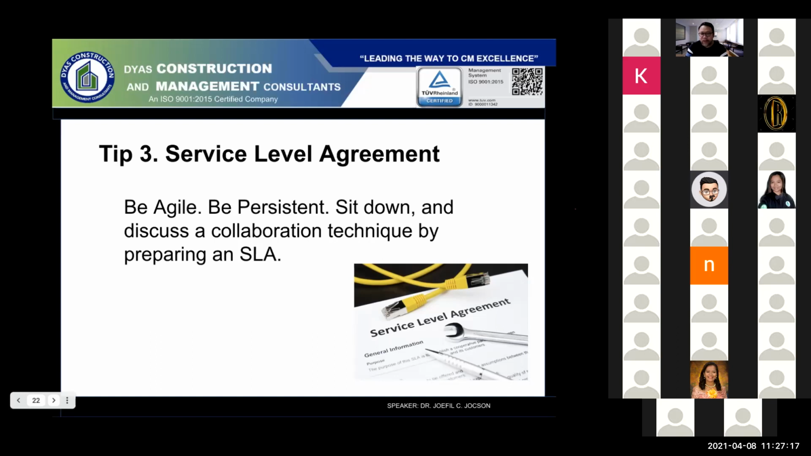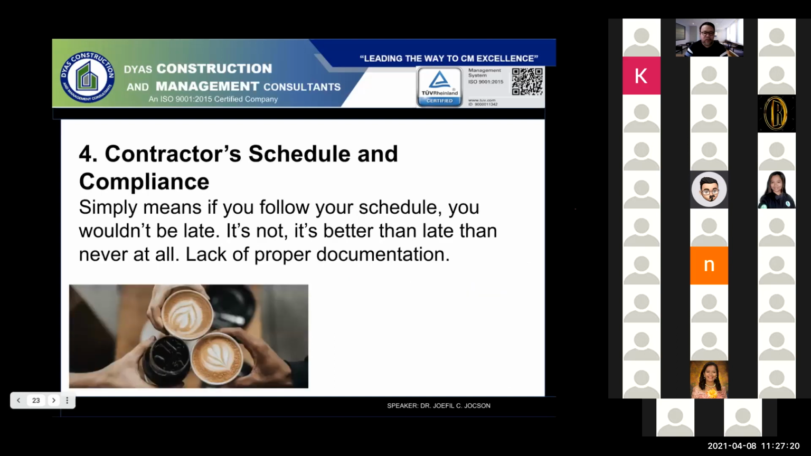Okay? Okay. Sige. Si contractor schedule and compliance. It is well said that construction schedule awareness is the best. No? Simply means if you follow your schedule, you wouldn't be late. It's better late than never at all. No? So lack of proper documentation. See? Yun na nga eh. Pag may schedule tayo, minsan yung sinasabi ng engineer natin, contractor, you need to submit construction schedule. Sir, construction schedule submitted. Then hindi na lang tinitingnan yung construction schedule. It is just for compliant purposes.